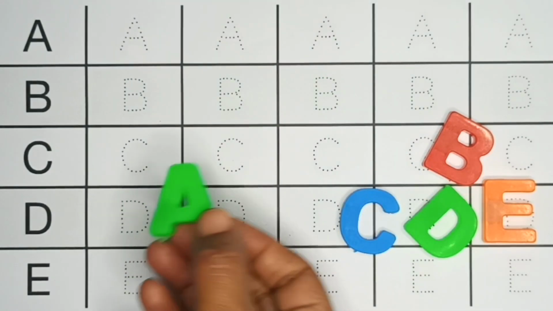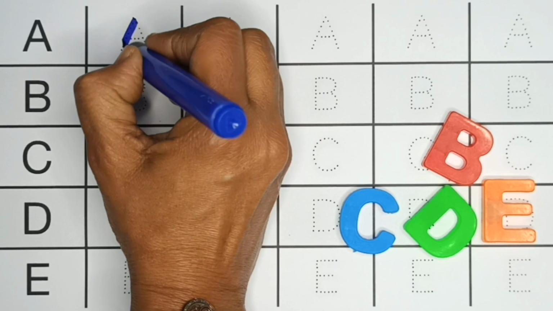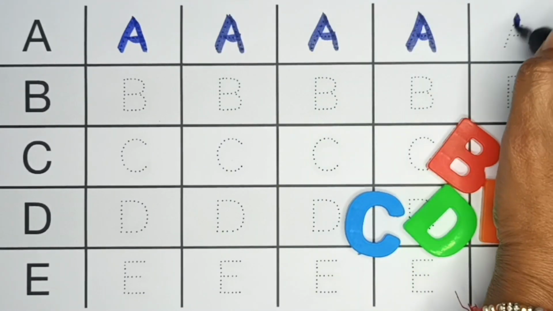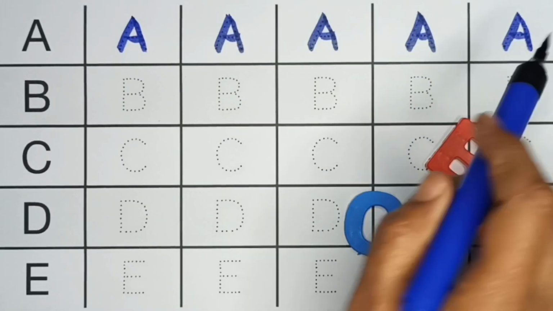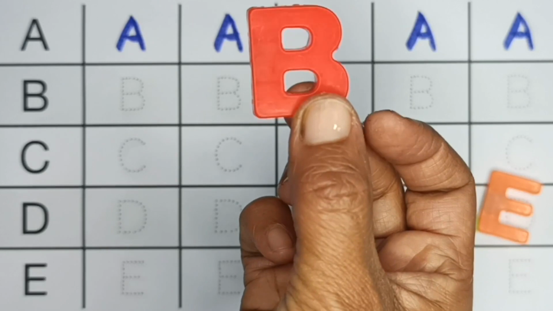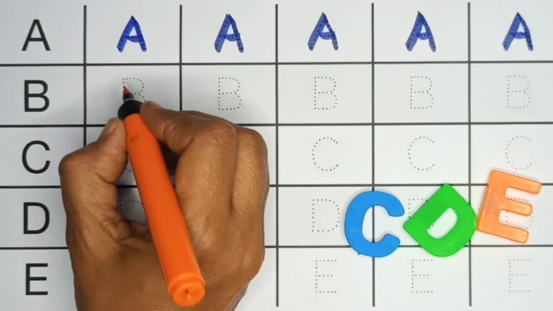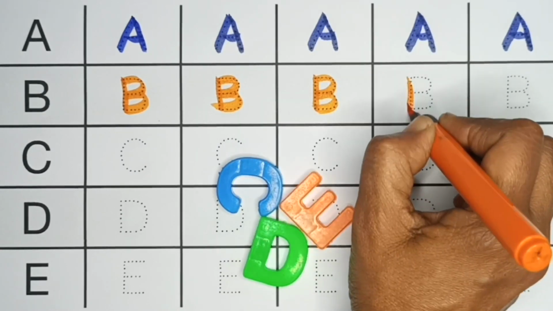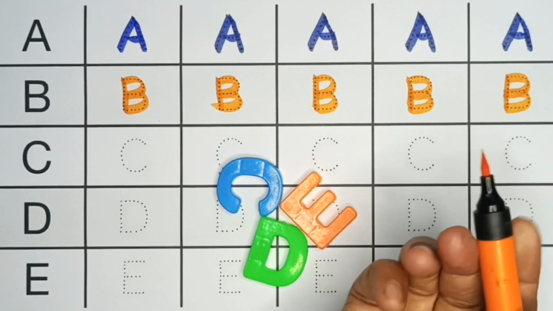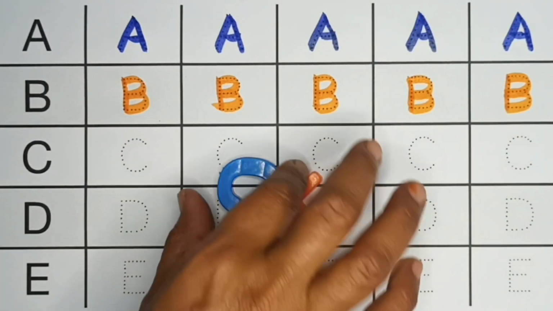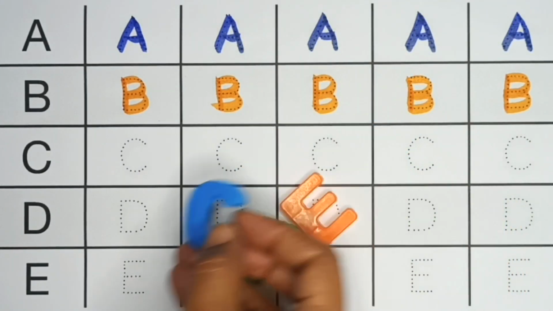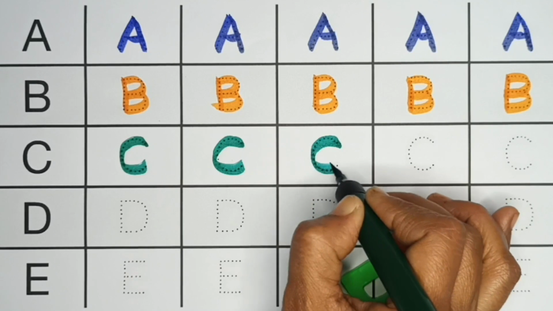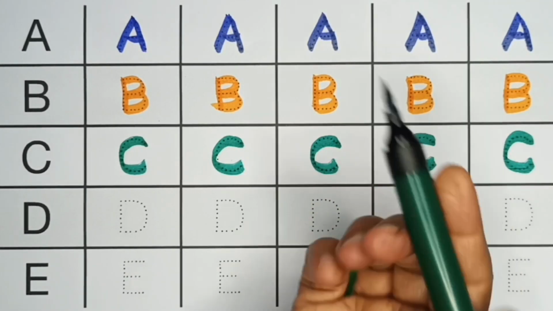A for apple. A. Blue color A. B for ball. B. Orange color B. C for cat. C. Green color C.